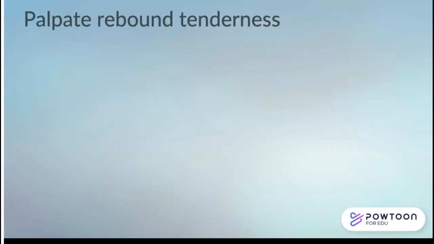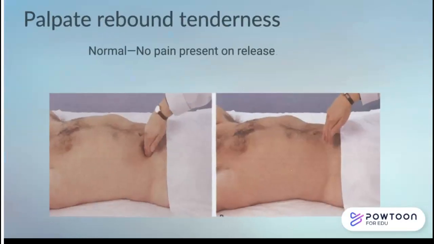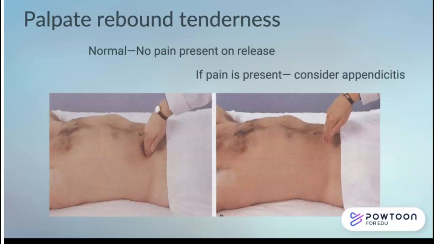The last assessment technique I would like to discuss is assessing for rebound tenderness. Typically, we do this in the right lower quadrant when we're assessing for something like appendicitis. Normally, there's no pain upon release after pressing. If there is pain present after releasing, consider appendicitis.